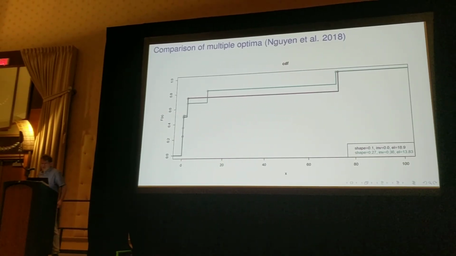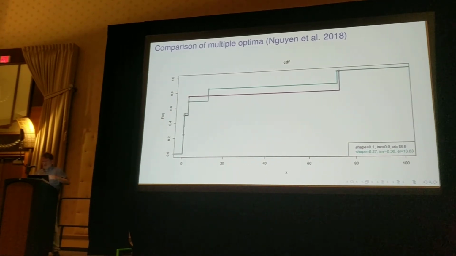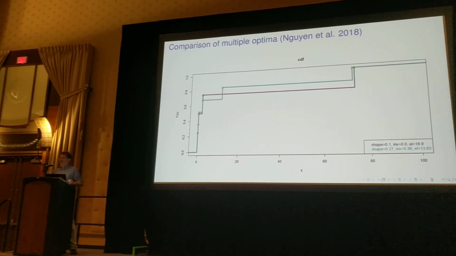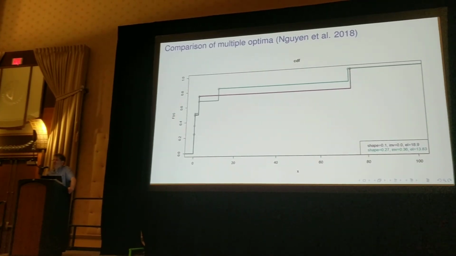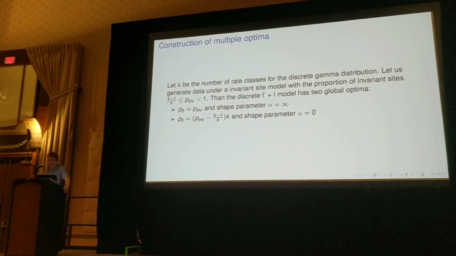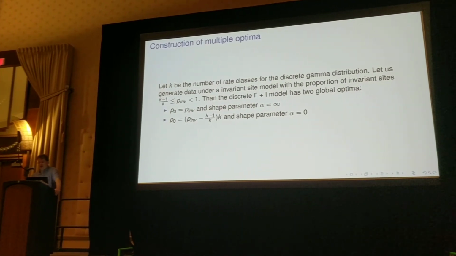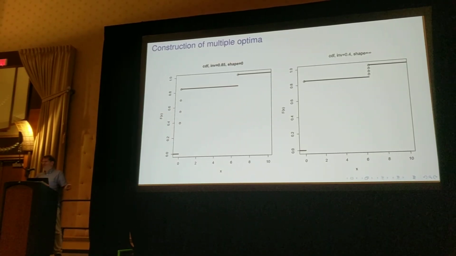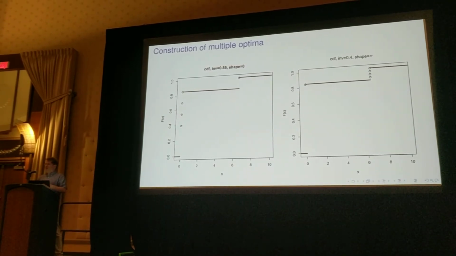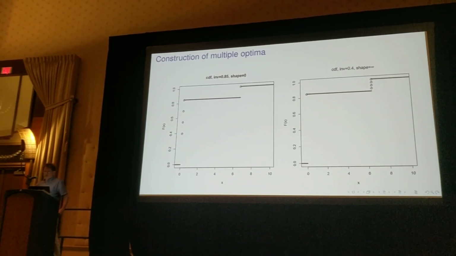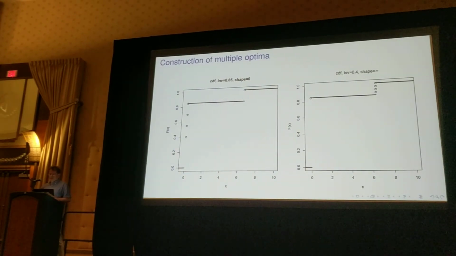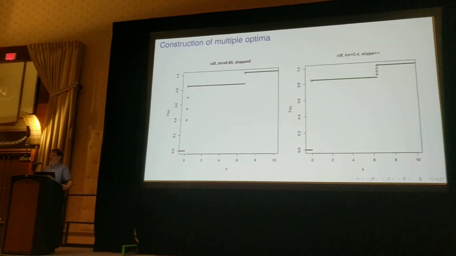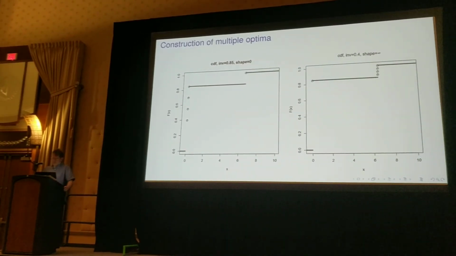Yeah, and this is with different parameter sets, and again, when we look at the cumulative distribution functions, they look very, very similar. And you can construct, if you want, some multiple optima, when you just use an invariant sites model and then go to the other extreme with the shape either towards 0 or to infinity, so you get exactly the same distribution. So that's more a toy example.